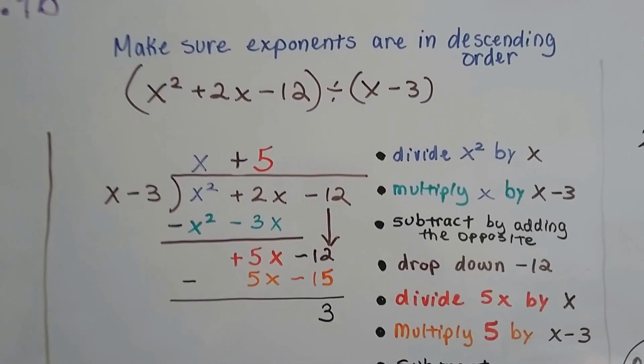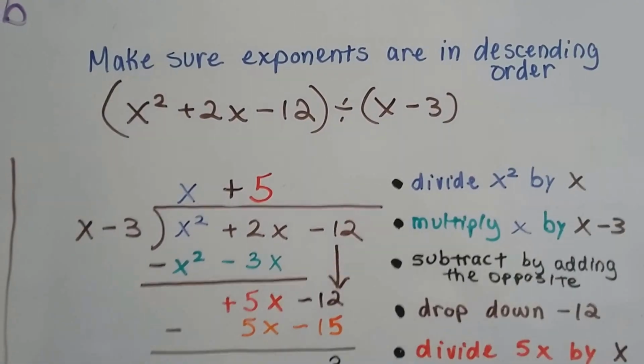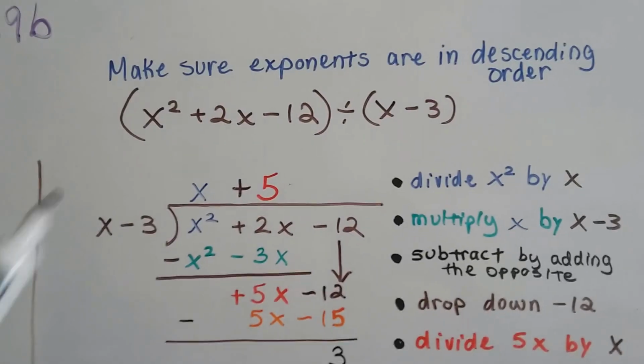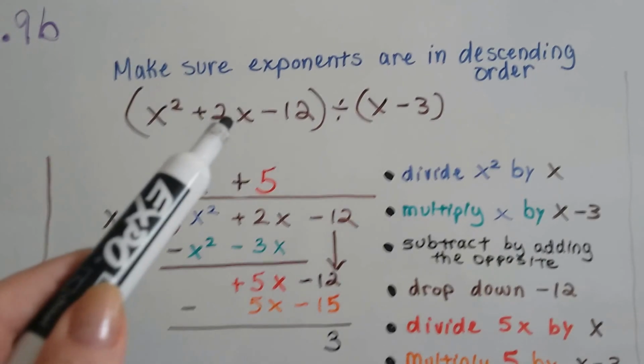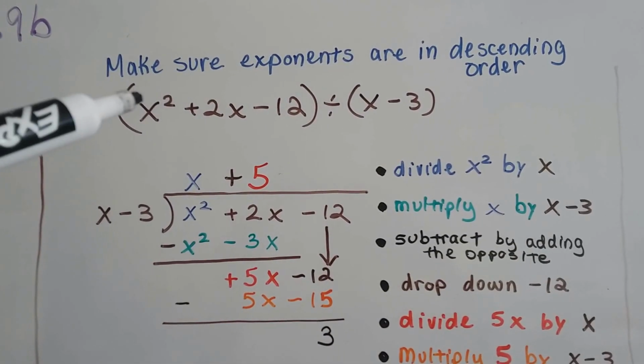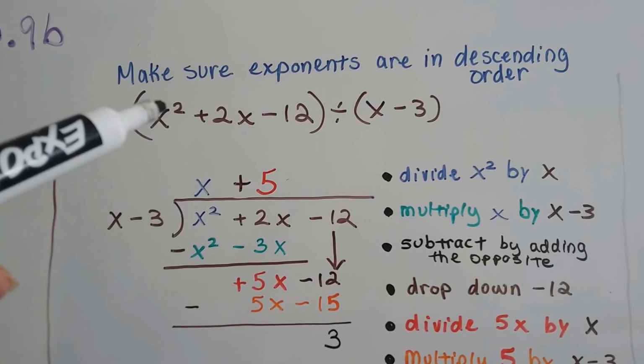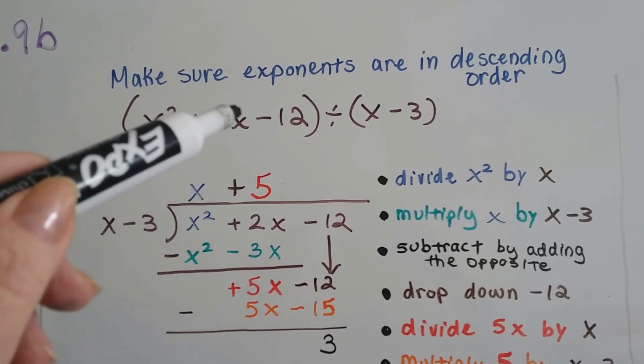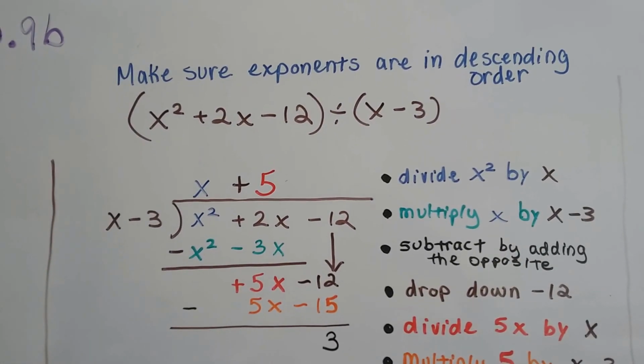Let's try it again. So we're going to make sure the exponents are in descending order. That's really important. You want to have the largest one, and then you want it to go smaller and smaller and smaller. So because we have an x squared and an x, the x squared is first, and we know that's x to the first power, isn't it? So that would be the next one, all right?